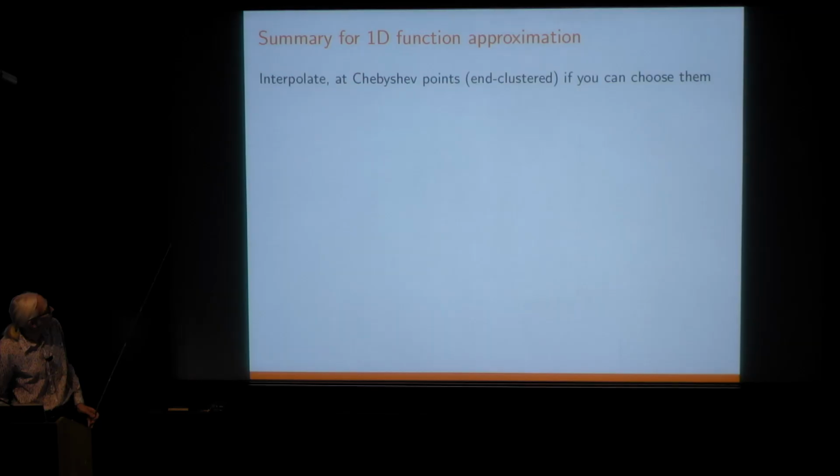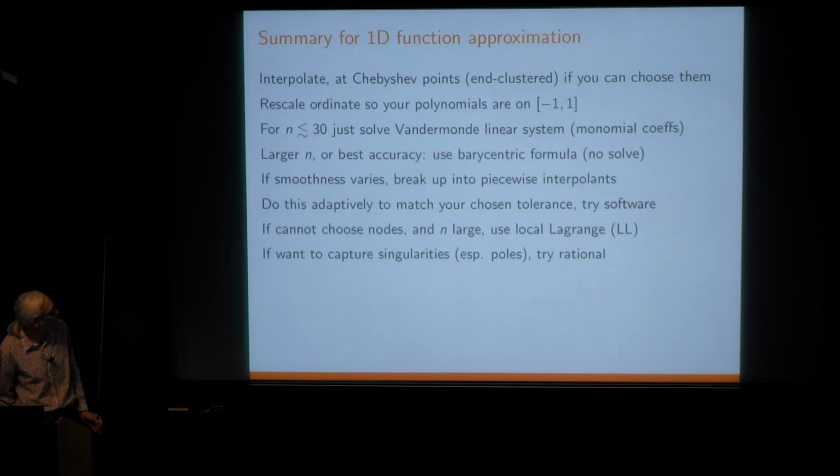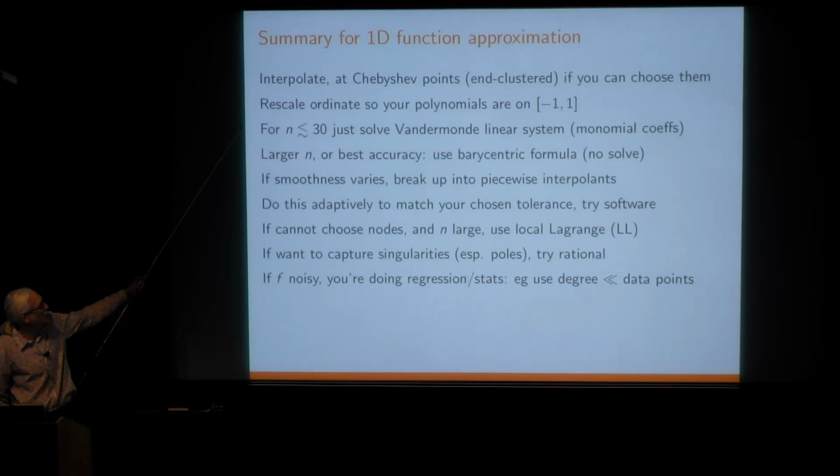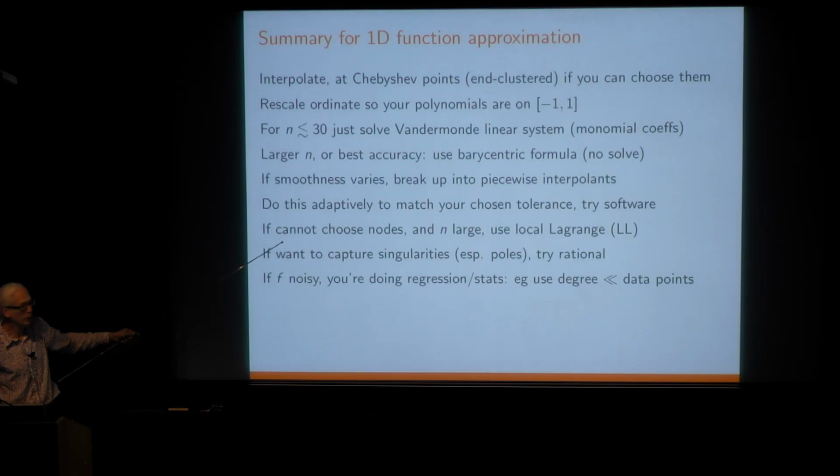Okay, summary for 1D function approximation. I think I'll skip this because I've said it all quite a lot, but I put a list of bullet points of what we just did. Use Chebyshev, don't go to too high degree, otherwise break up your intervals adaptively if you can. If you can't choose the nodes, use this local Lagrange, and then other stuff.